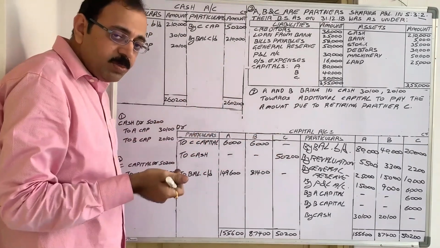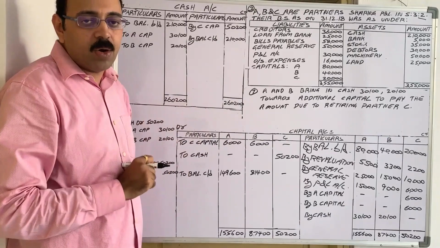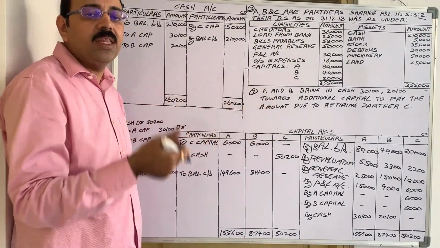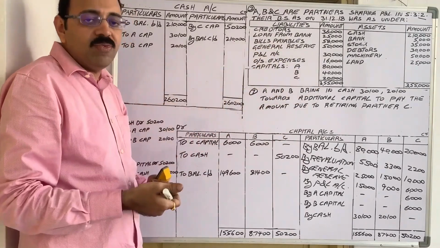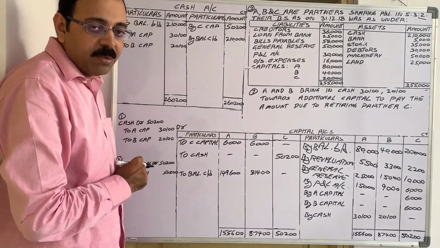And who is bringing this money? A and B. So A capital account, B capital account. Both are personal accounts now. Personal account rule: debit the receiver, credit the giver. They are bringing money to the firm. They are the givers. Therefore, their capitals are credited.